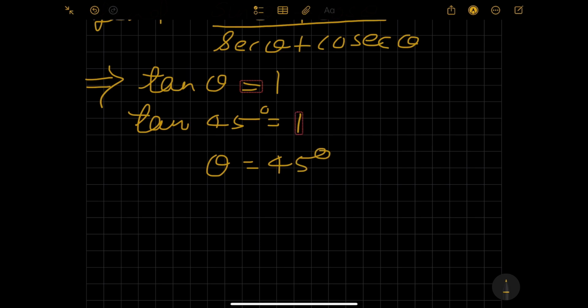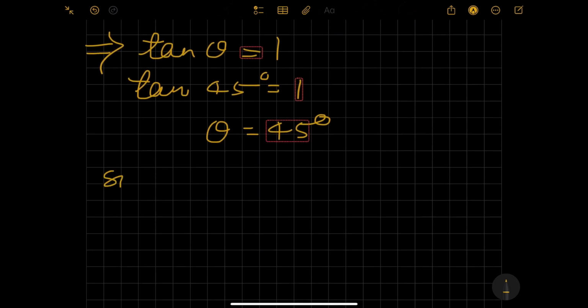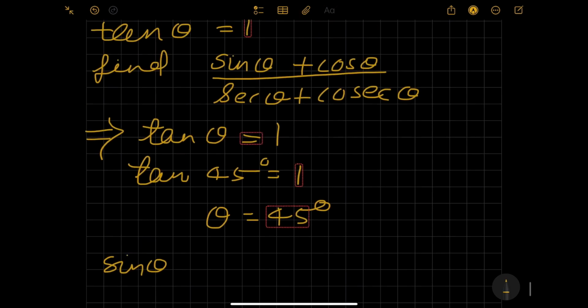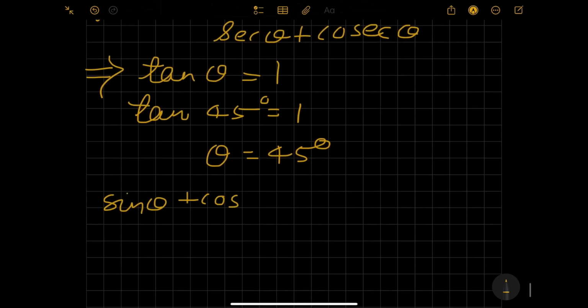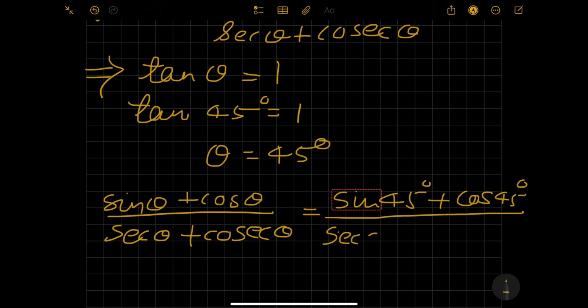Understood? As we now have theta as 45 degrees, I'll just put the theta over here and we'll get the answer. So sin theta plus cos theta, whole divided by sec theta plus cosec theta. Now, sin 45 degrees plus cos 45 degrees, whole divided by sec 45 degrees plus cosec 45 degrees.